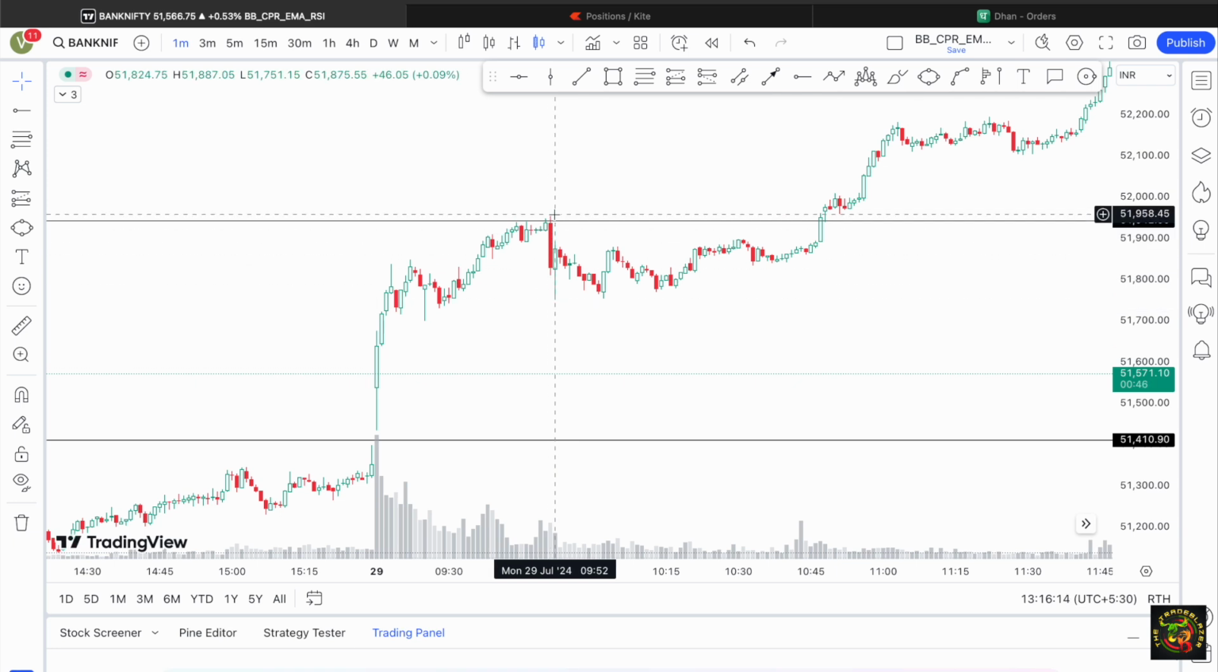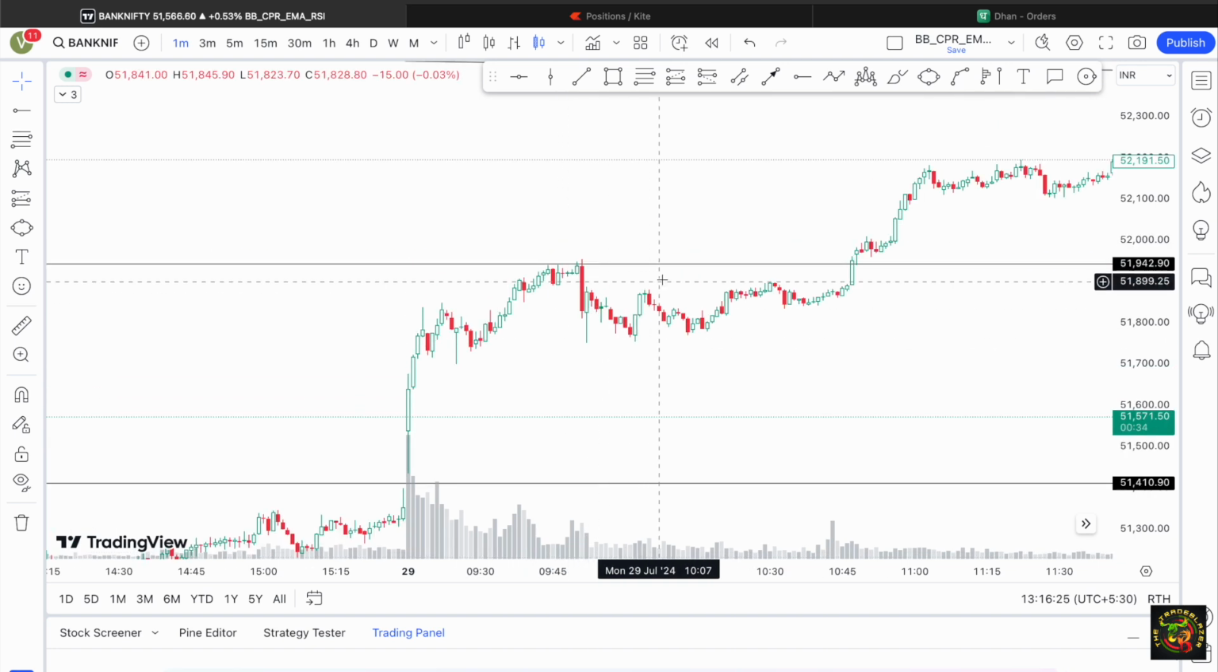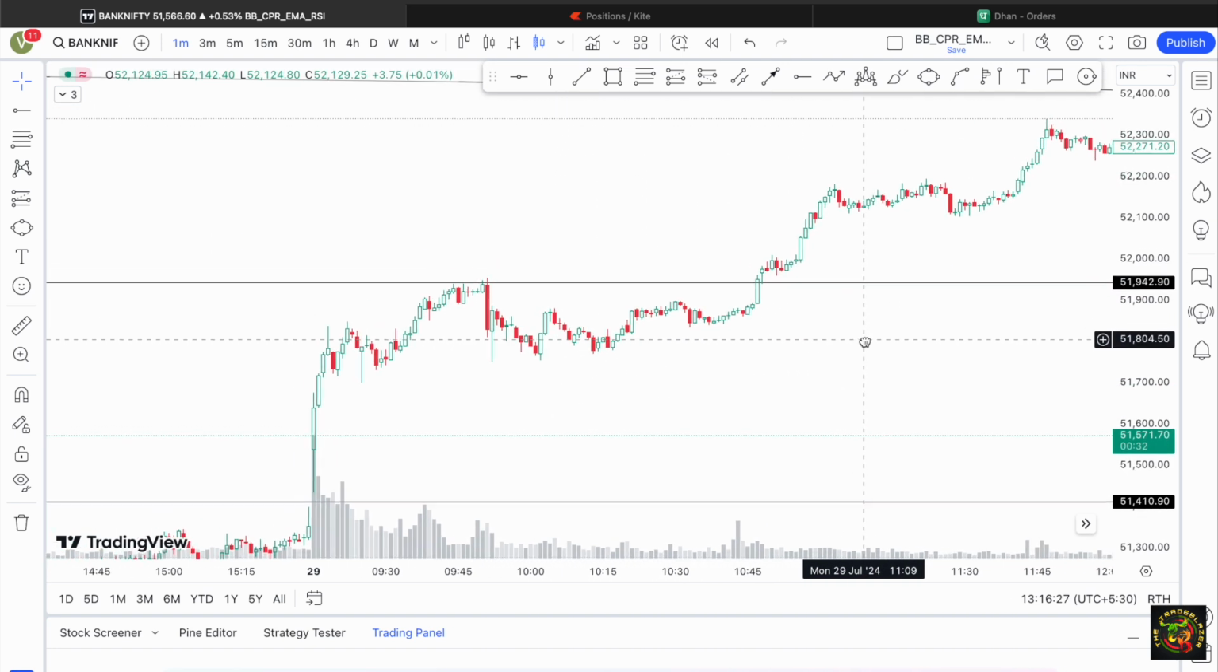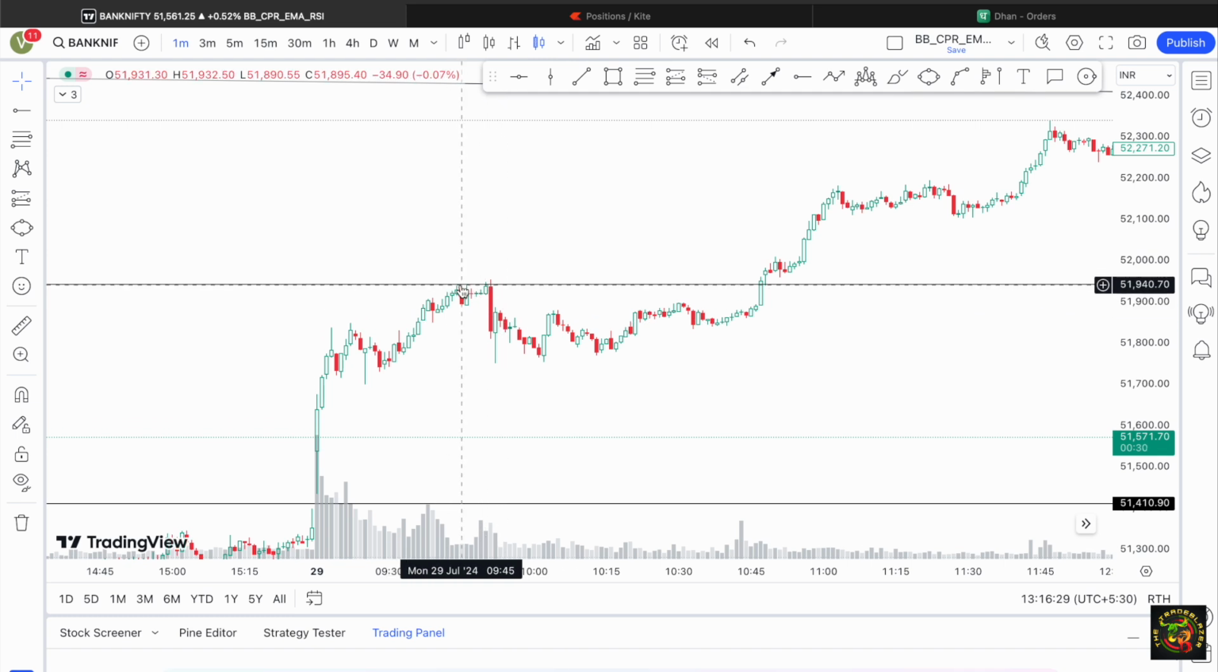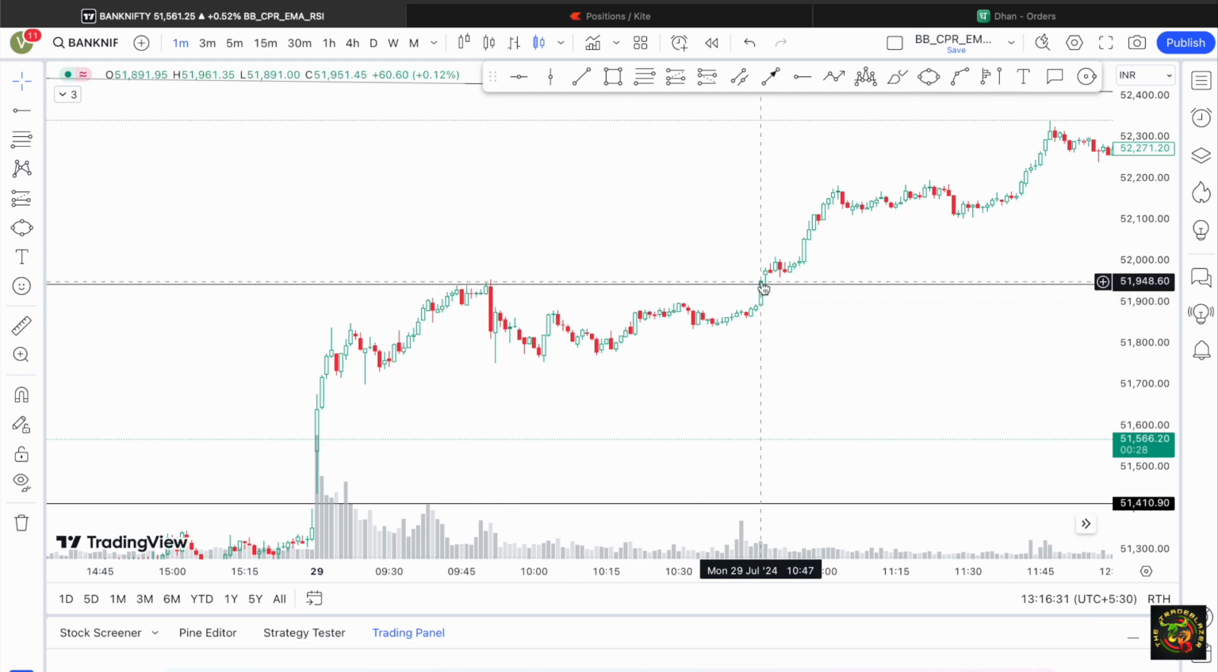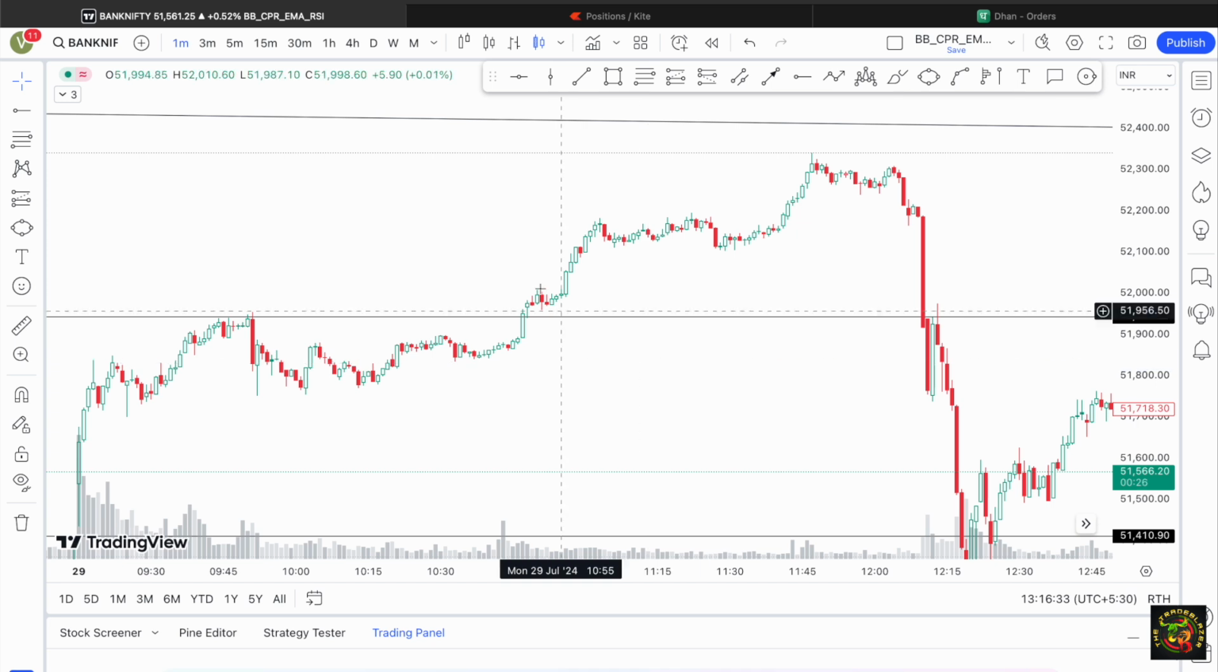But then I could not exit. Bank Nifty moved significantly higher after that, and then you can see this was a resistance. Once this resistance is firmly broken by Bank Nifty, I entered into a long side trade here.